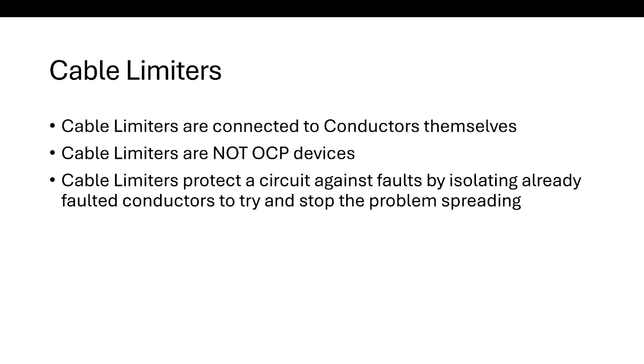Cable limiters. The cable limiters are connected directly to the conductors themselves. They're not overcurrent protection. This is one that I think tripped a lot of people up on the test, just due to the nature of when we talked about it. But cable limiters are used to protect the circuit against faults by isolating faulted conductors to try and stop the problem spreading. So, for example, if you have a cable that is currently dealing with an arc, it would isolate it, bring it away from other cables essentially, or cut the power to specifically that one. I'm not exactly sure how it works, but that's the simplest way to explain it.